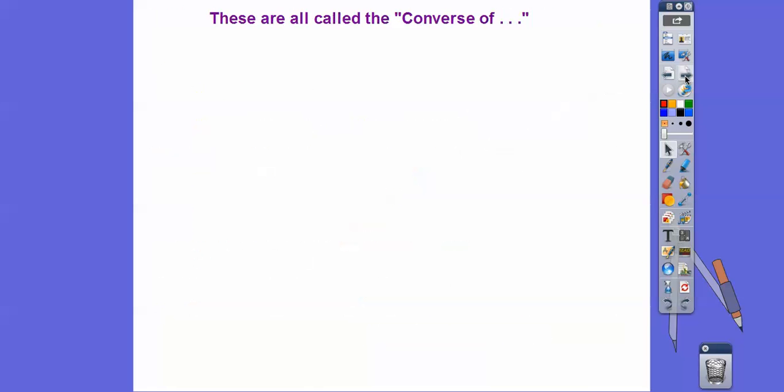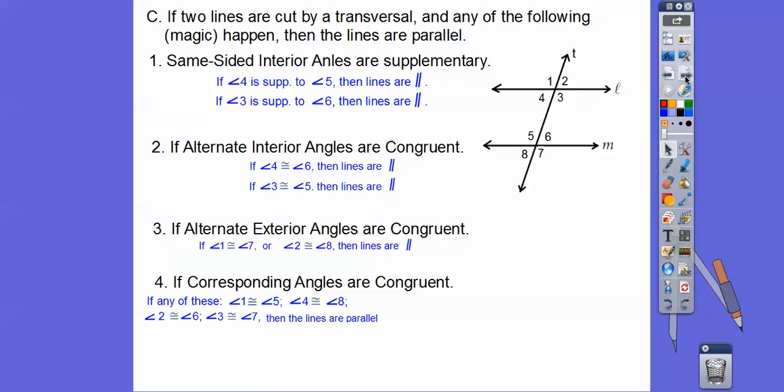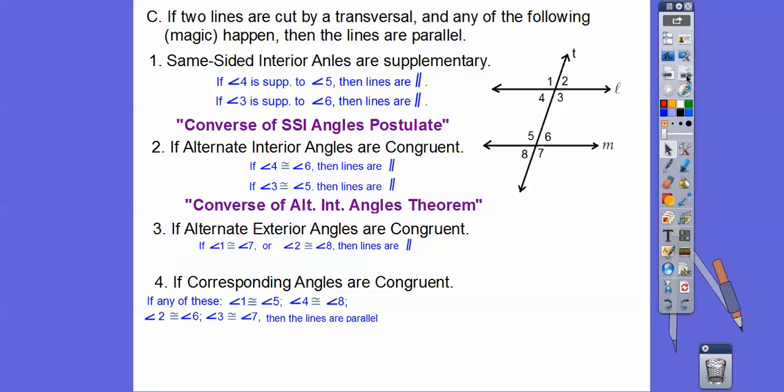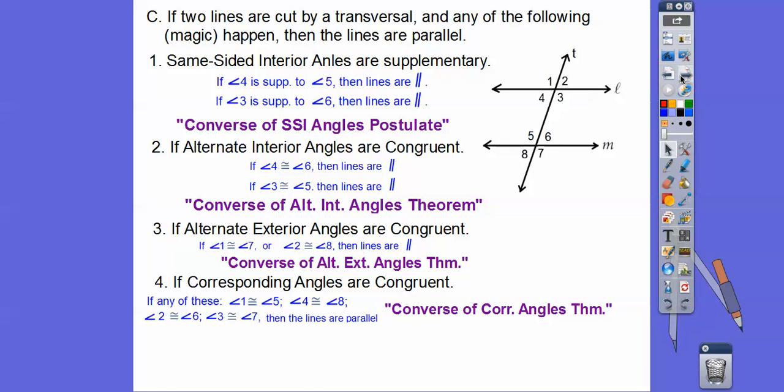Okay, now these are all called converses, and you're thinking, wait, I didn't see that. Well, look, this is just the converse of the same-sided interior angles theorem. This one is the converse of the alternate interior angles theorem. The alternate interior angles theorem said if the lines are parallel, then alternate interior angles are congruent. This says if alternate interior angles are congruent, then the lines are parallel. Okay, this is the converse of the alternate exterior angles theorem. Okay, and the converse of the corresponding angles theorem.